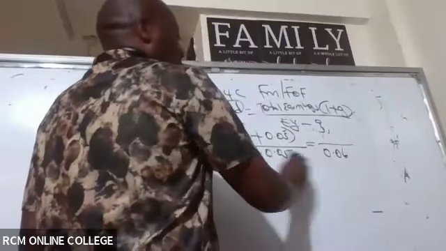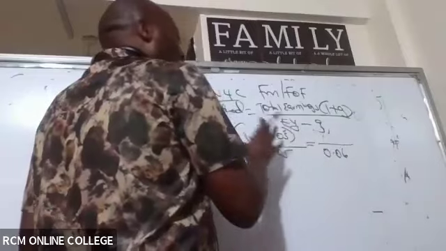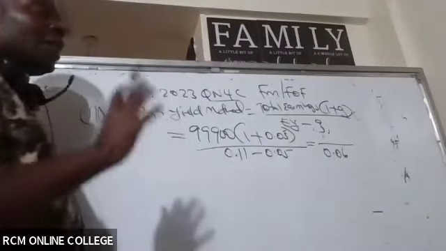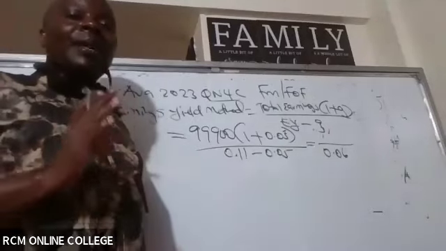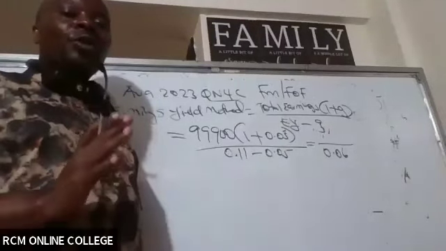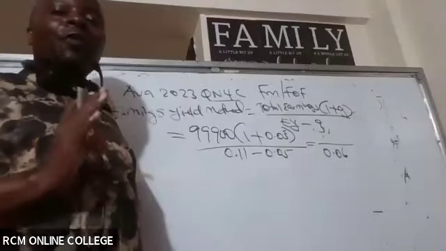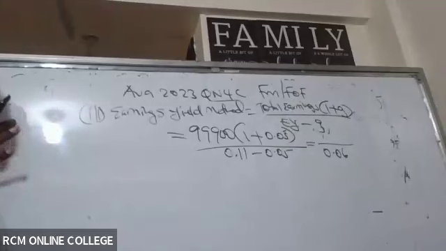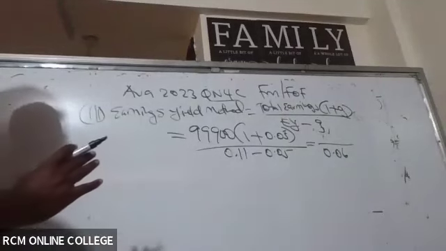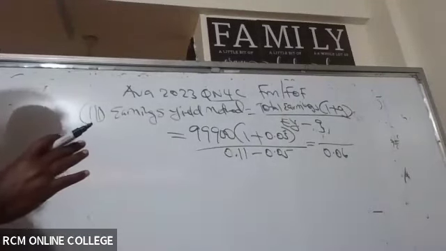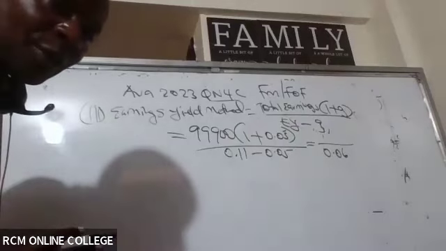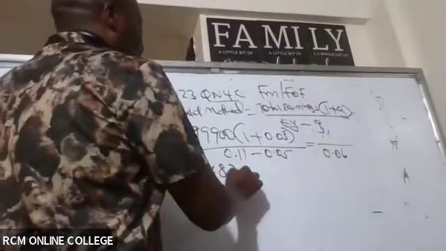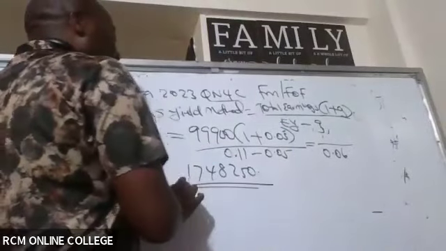That is the denominator. For the numerator, I'm not so sure what the value will be, but whatever value I get there, I will divide it by 0.06 to get the final firm value. So the final firm value will be 1,748,250. Using the earnings yield method, we are getting this value.